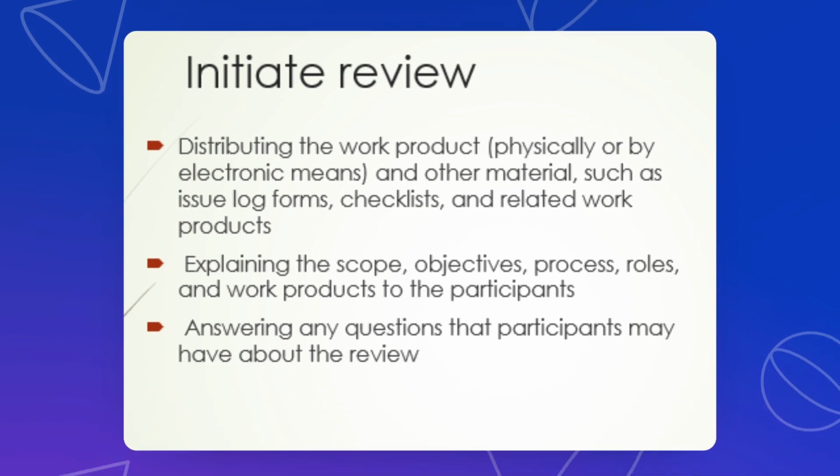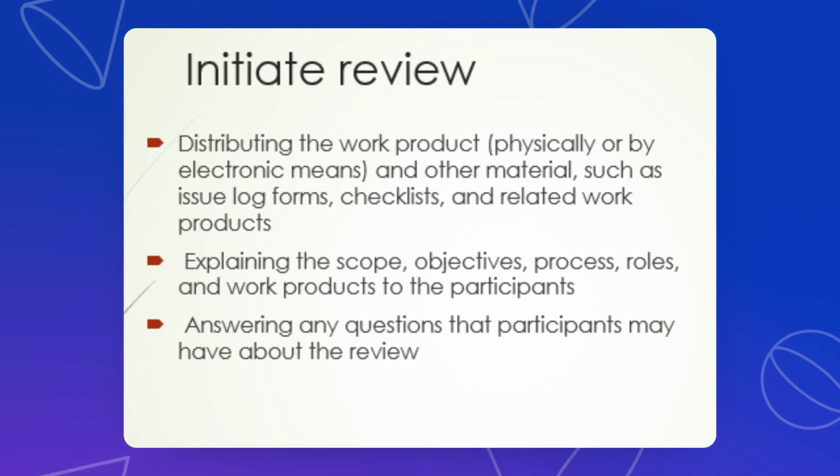In the initiate review phase, we distribute the work product. It may be distributed physically, but usually these days by electronic means, along with other items such as the issue log form, checklists, and related work products. These are distributed in the first phase, initiate review. We explain the scope, objective, process, roles and work product to participants, and answer any queries participants may have about the review.